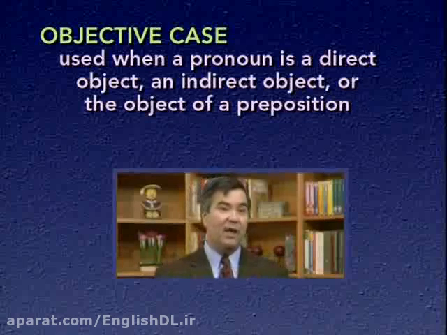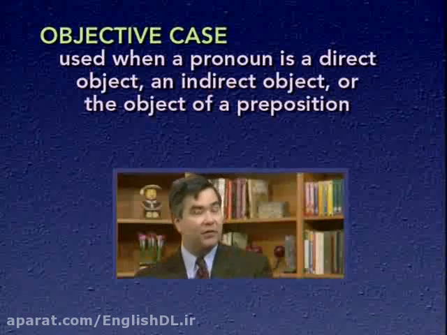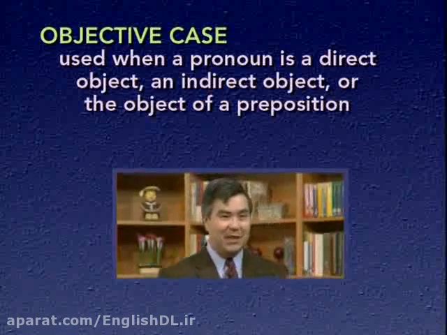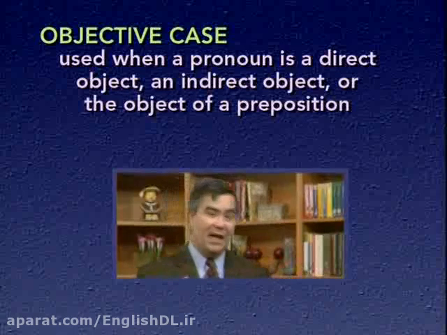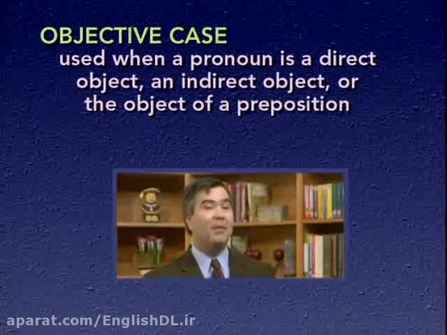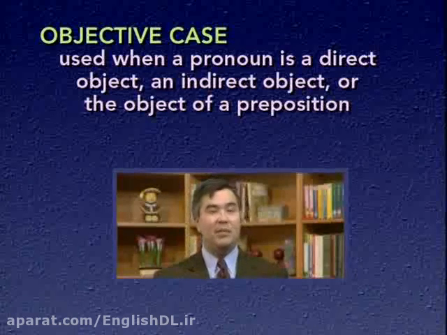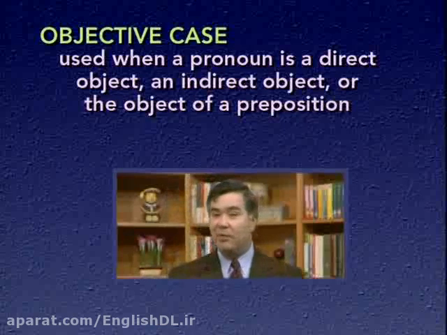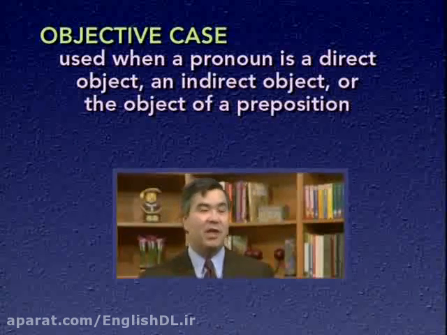In a sentence where there's a transitive verb, the action flows from the subject through the verb to the direct object, which receives the action of the verb. In those sentences, if a pronoun happens to be the direct object of the verb, it should be in the objective case. Similarly, an indirect object that happens to be a pronoun should also be in the objective case.